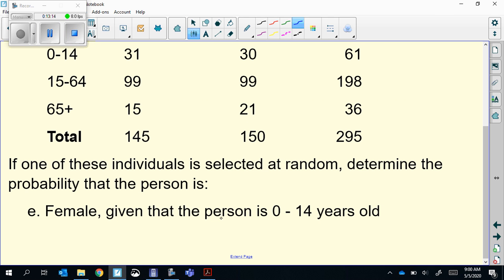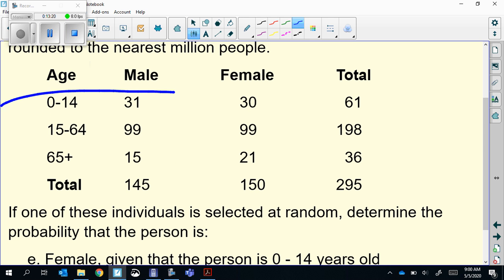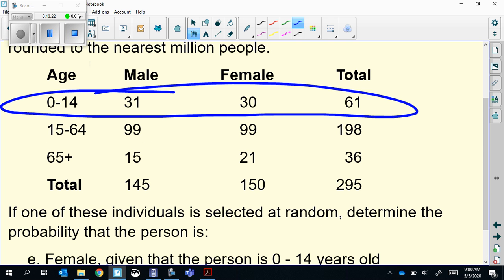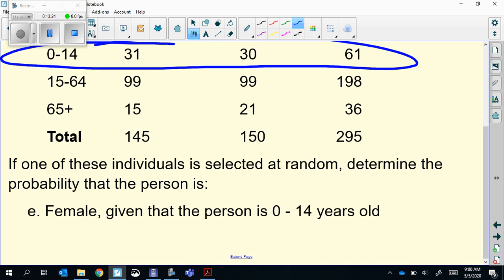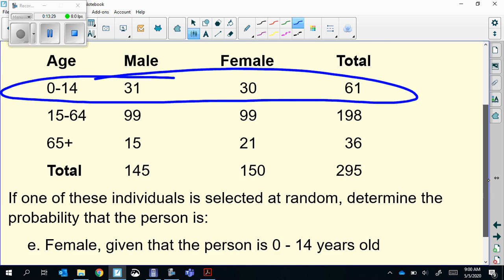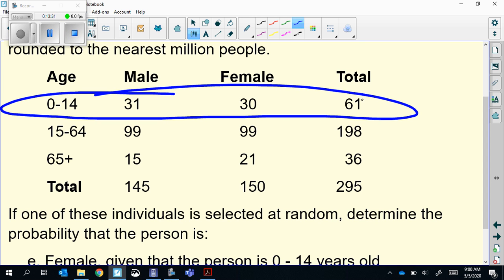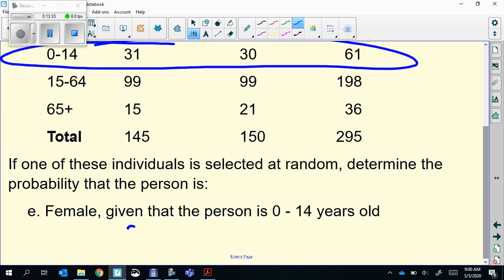Same situation. This time we're looking at the probability that they're female given they're 0 to 14. So we're going to take the 0 to 14s, highlight or circle that, and then, because that's the only row we care about, now we're finding female. Female is 30 out of 61. And that does not reduce.